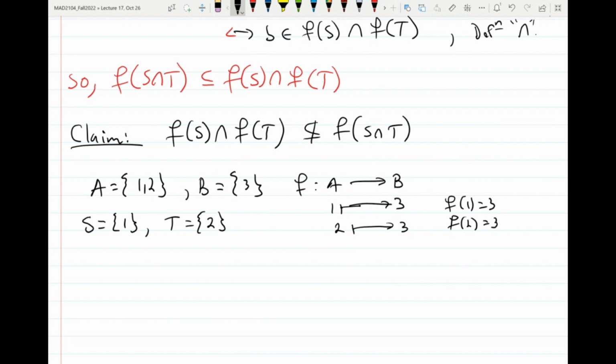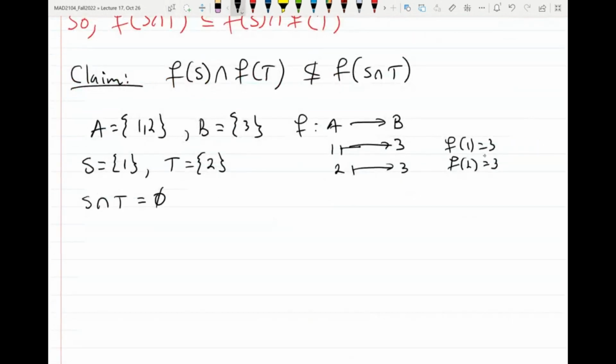Now that we have all the elements in place, let us compute. To argue this, what you have to do is compute the left, compute the right, and show that they're not the same. So we need S intersection T. What's S intersection T? What is it in this case? The empty set. Good. That's the empty set. So now let's compute what we need.